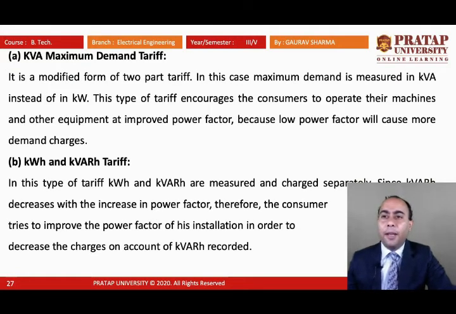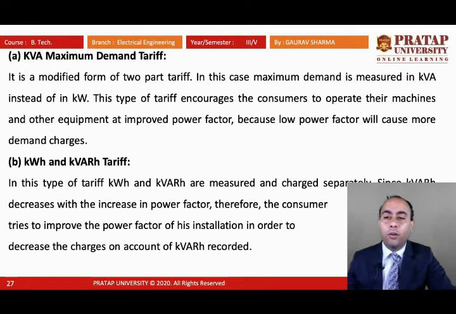In kVA maximum demand tariff, it is a modified form of a two-part tariff. In this case, maximum demand is measured in kilovolt ampere instead of kilowatt. This type of tariff encourages the consumer to operate their machines and equipment at an improved power factor, because low power factor will cause more demand charges.